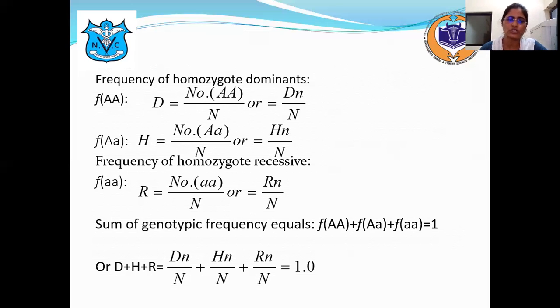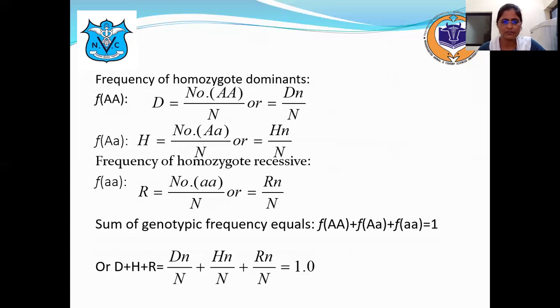For heterozygote genotype, H is equal to number of heterozygote genotypes, that is capital A small a, divided by total number of individuals. And the frequency for homozygote recessive genotypes, that is small a, it is indicated by R equals to number of homozygous recessive genotypes present in the population upon total number of individuals. So the sum of the genotypic frequencies equals frequency of capital AA plus frequency of capital A small a plus frequency of small a equals to 1.